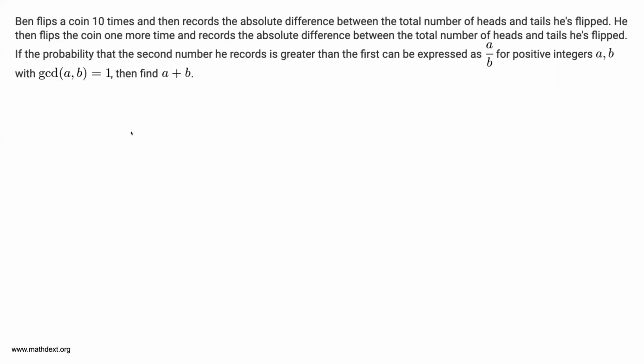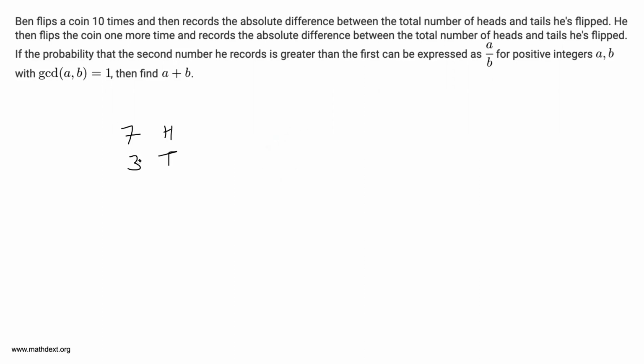Okay, so what can we notice here? Let's take an example. Let's say Ben flips 7 heads and 3 tails. Then the absolute difference between the number of heads and the tails he's flipped is 4. Now he flips the coin again. If he flips a head, he'll have 8 heads and 3 tails, which means the absolute difference would be 5. If he had flipped a tail, he would have 7 heads and 4 tails, for an absolute difference of 3. So you see that in one of the cases, his absolute difference is greater than the previous one, and in the other case, his absolute difference is less.